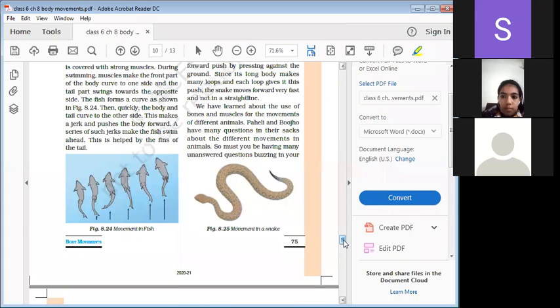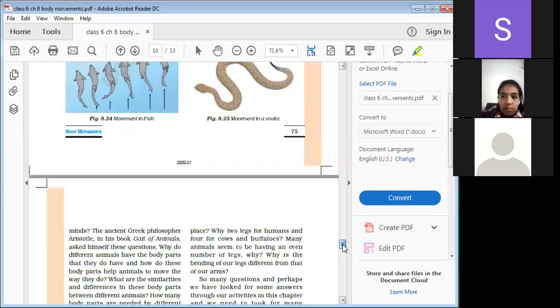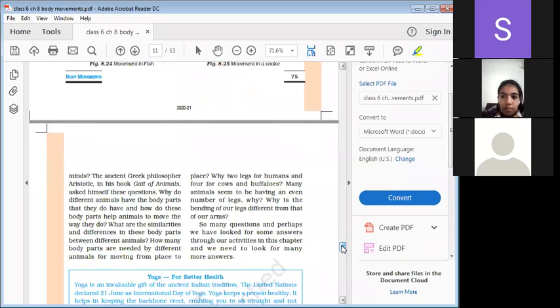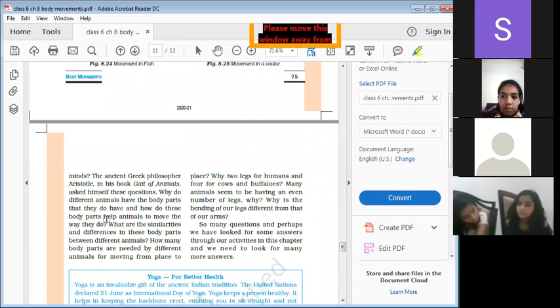So you must be having many questions in your mind, that gait of animals, why do different animals have the body parts different and their movement is different, what are the similarities and differences in the body parts of different animals, like you have seen earthworm, snail, snake, cockroach. All are animals, insects, birds, but sabka chalne ka tarika alag hai, because everybody is having different parts of the body. Sabke paas alag tarah ke legs hai, wings hai, kisi ke paas kuch hai, kisi ke paas kuch hai.